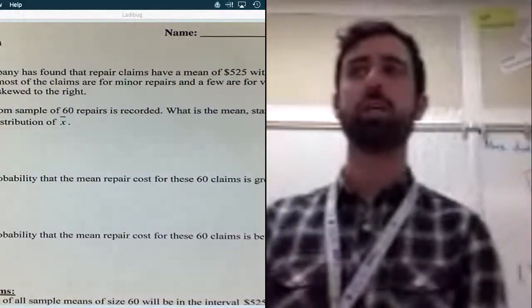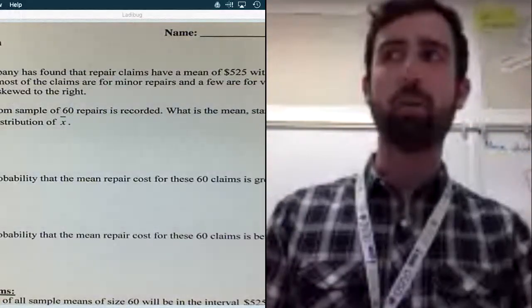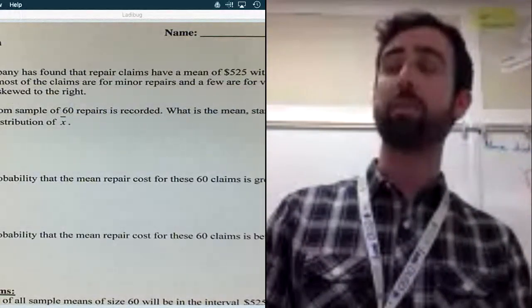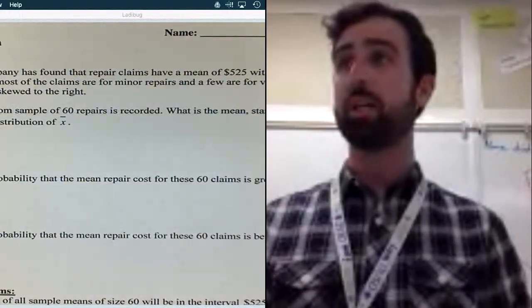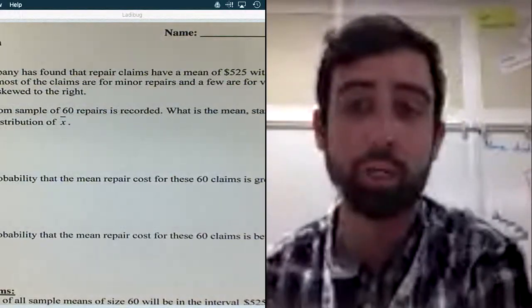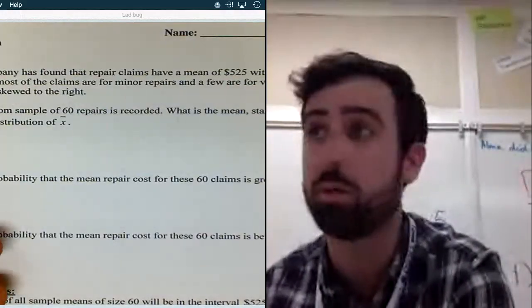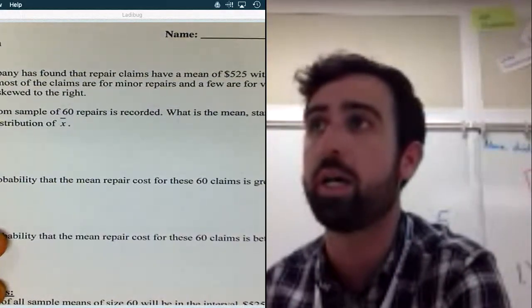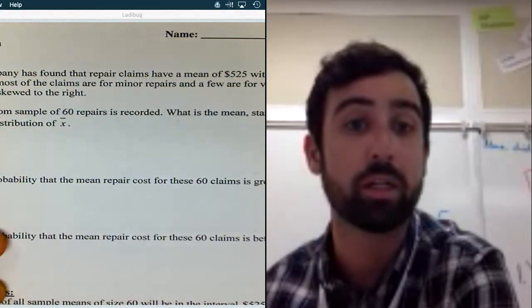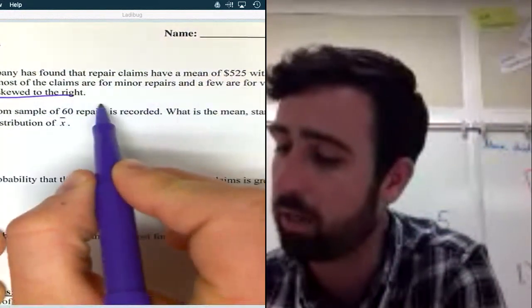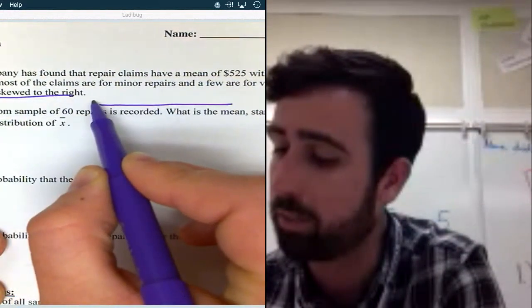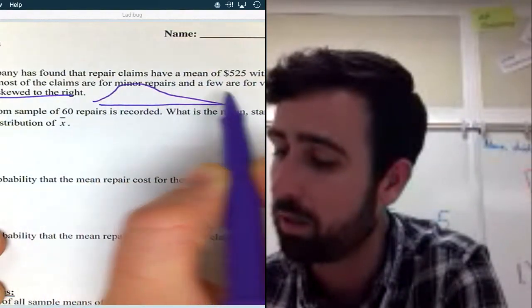Okay, so it says an insurance company has found that repair claims have a mean of 525 with a standard deviation of 375. So I'm actually going to draw that distribution. And I always recommend my students draw a distribution if it's being described. So this one says the distribution is skewed to the right. So I'll make something that's right skewed.